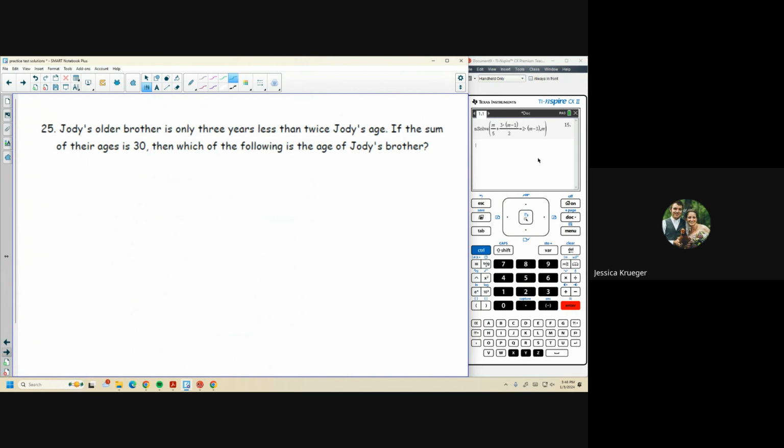Last one. Jody's older brother is only 3 years less than twice Jody's age. 3 years less means I'm going to subtract 3 from twice Jody's age. Twice means 2 times x. When you have a word problem and you're using a variable, what is x going to represent? X is Jody's age.